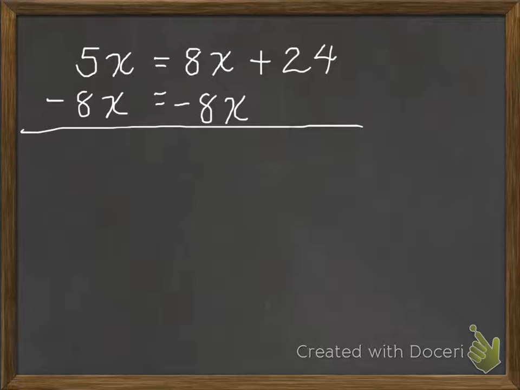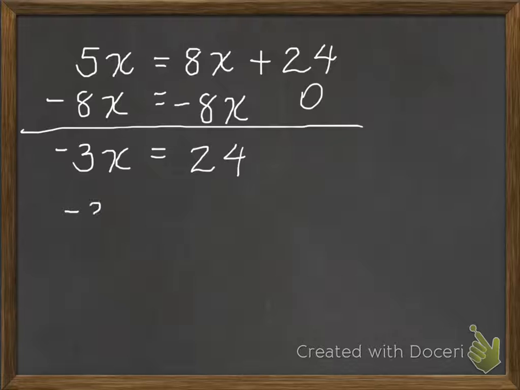So now here on the left side we have 5x minus 8x is minus 3x. Over here the 8x's go away, 8x minus 8x is 0, and 24 plus 0 is 24. Now we have what's called a basic equation with one term on either side.